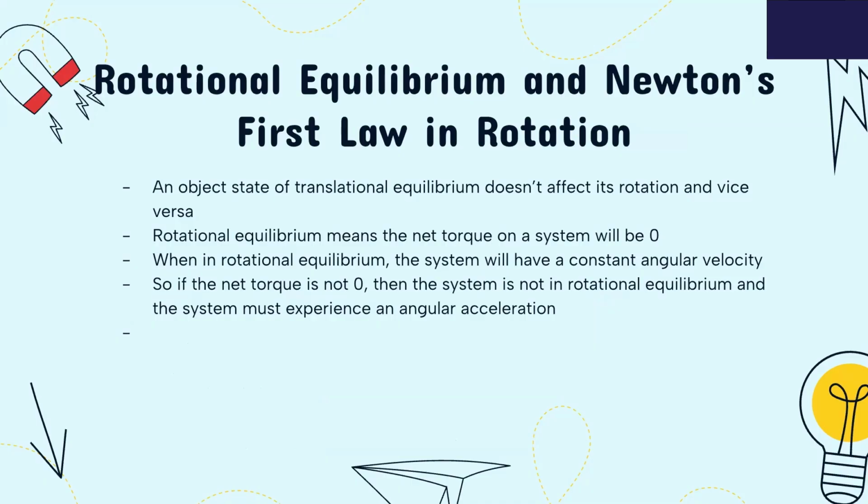Okay, and an object's state of translational equilibrium will never affect its rotation and vice versa. Just like how movement in different dimensions doesn't affect each other. And rotational equilibrium means that the net torque on a system will be zero. So when a system is in rotational equilibrium, it will have a constant angular velocity. So if the net torque is not zero on a system, then the system is not in rotational equilibrium, and the system must experience an angular acceleration. It's very similar to force and net force in translation.